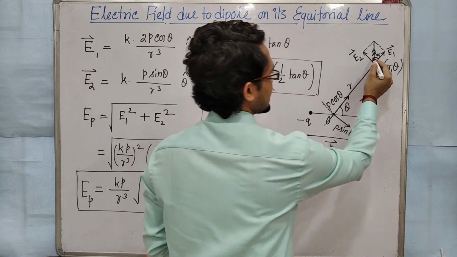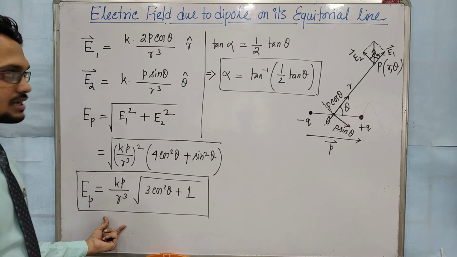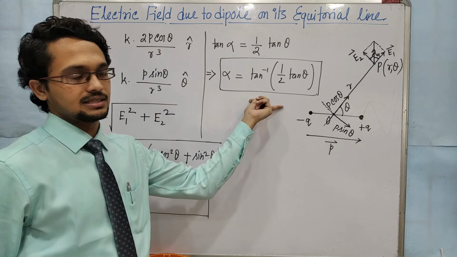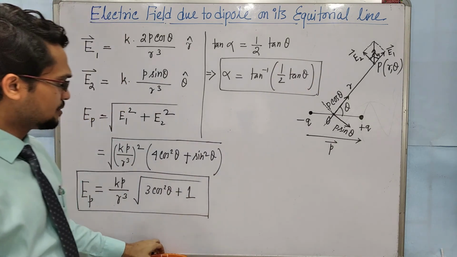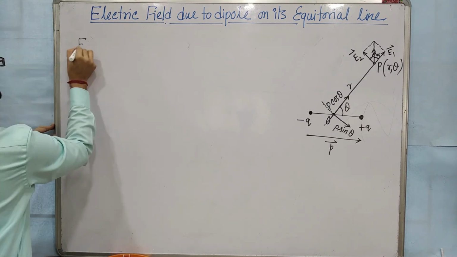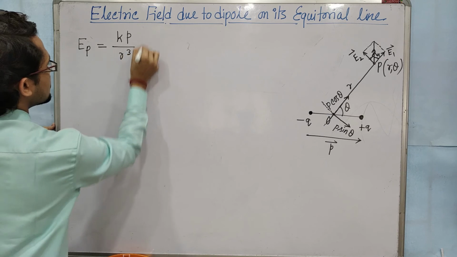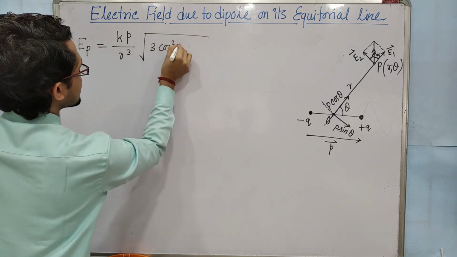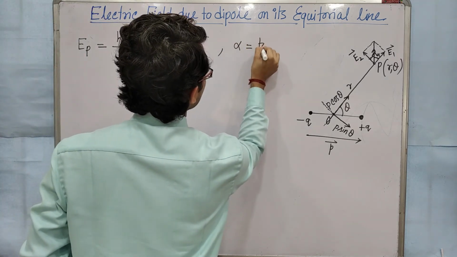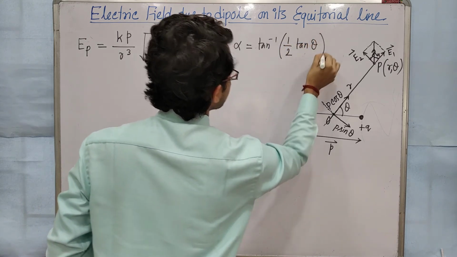You can find this angle also. So this is the resultant electric field intensity at point P, and this is the angle of the electric field intensity with E1. Now we will check our previous two cases. I am writing this at the top: EP equals K small p by r cube root over 3 cos square theta plus 1, and the angle alpha equals tan inverse half tan theta.